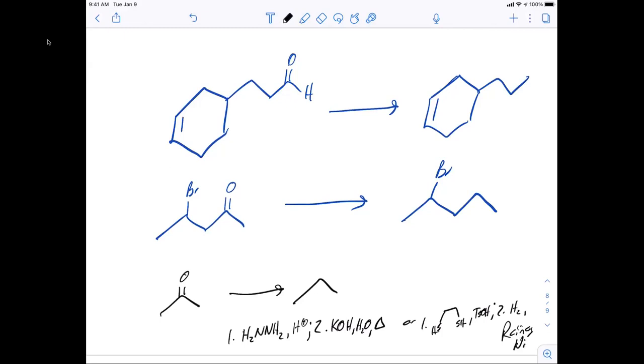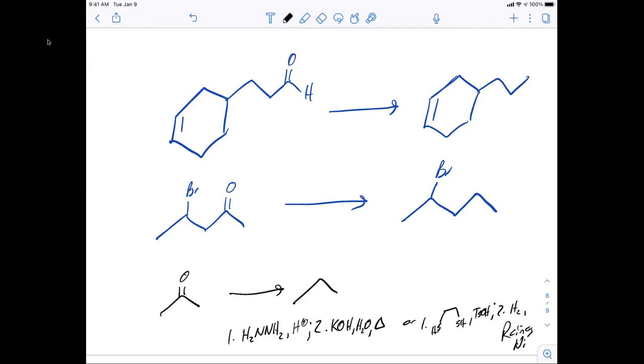Okay. All right, so if we look at this one, we're doing the same thing in both cases. We're taking an aldehyde and reducing that off, and we're taking a ketone and reducing that off. So we're getting rid of the carbonyl. We know there's two good ways to do this with non-benzylic, right? We've got the Wolff-Kishner and we have the thioacetal reduction.